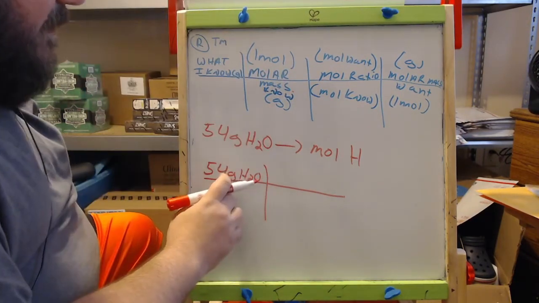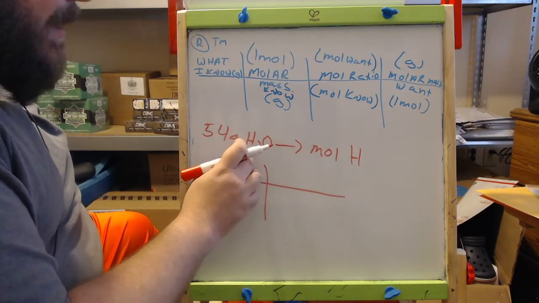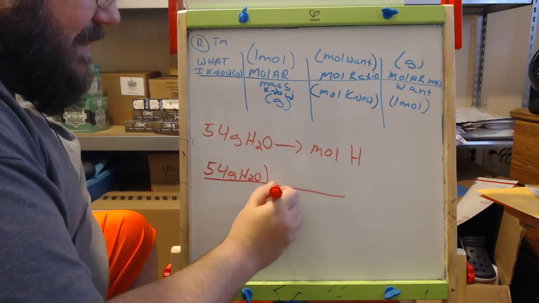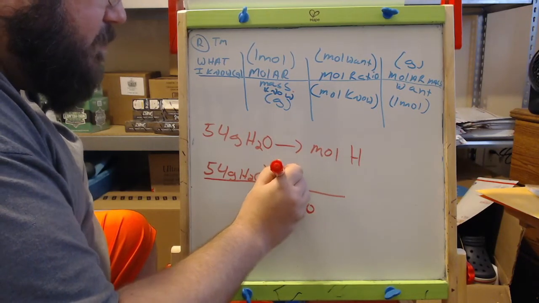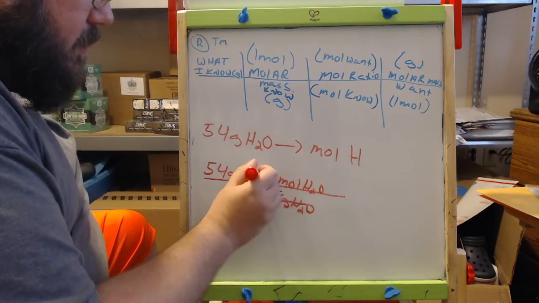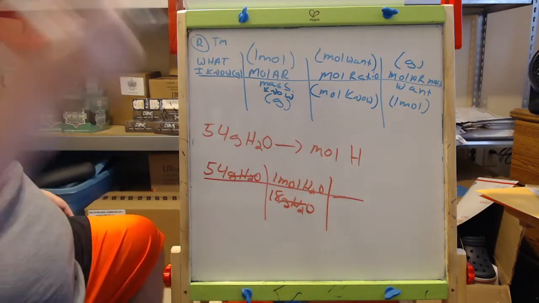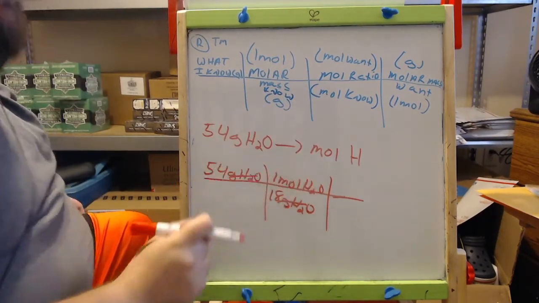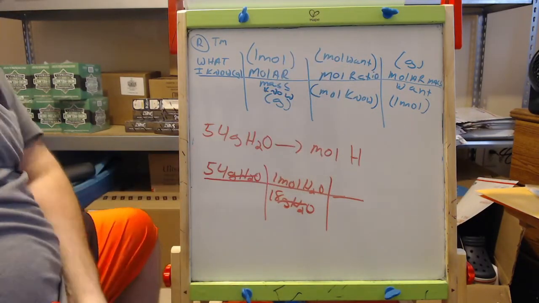All right, 54 grams of water. Our first thing is to convert it to moles. If you add up water, again, 16 plus 1, that's 18 grams of water. 18 grams of water is 1 mole of water. All right, grams and grams cancel out. Now I'm in moles of water. I want to get to moles of hydrogen. I need to use my mole ratio.